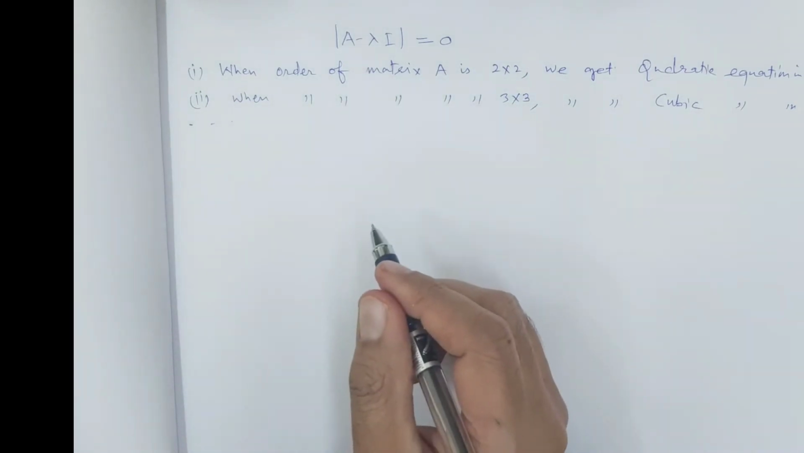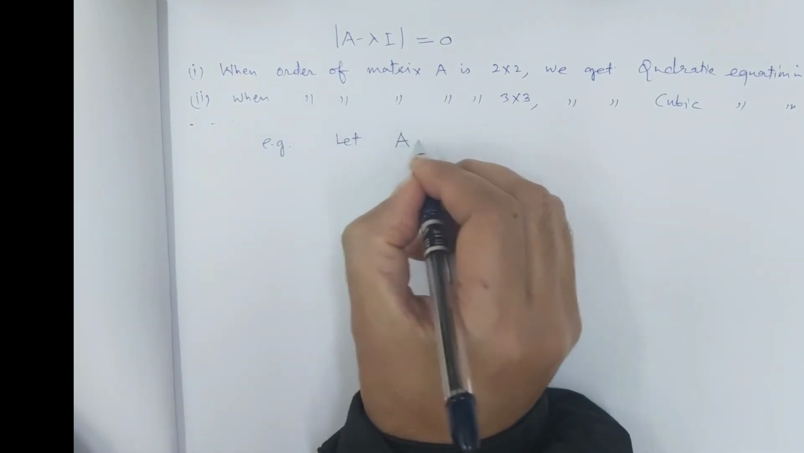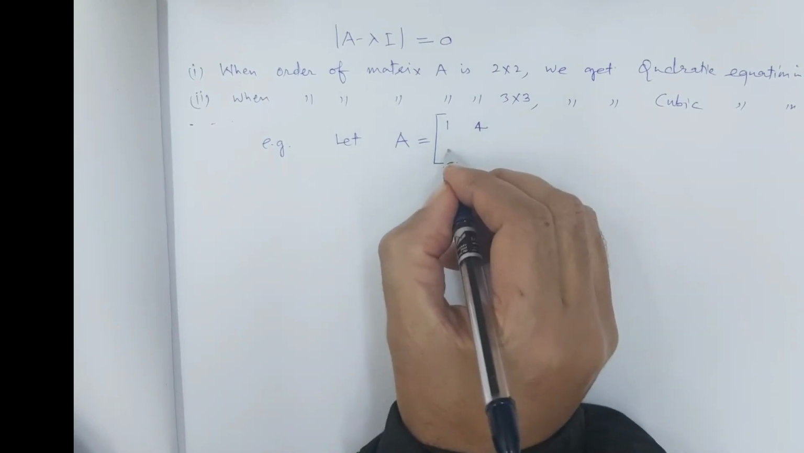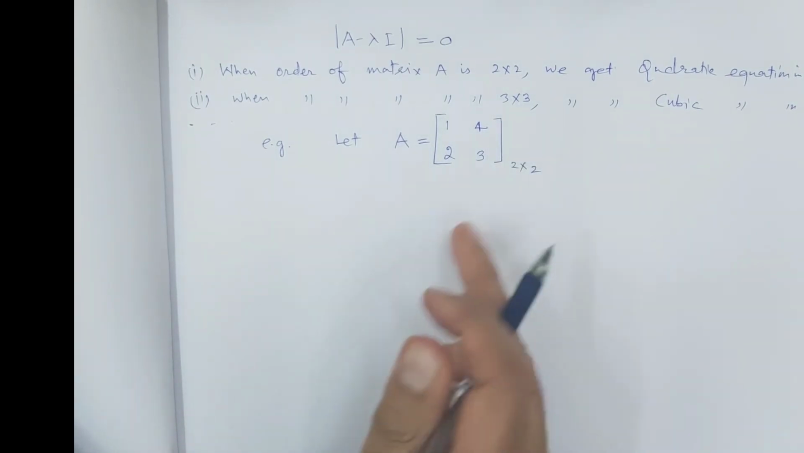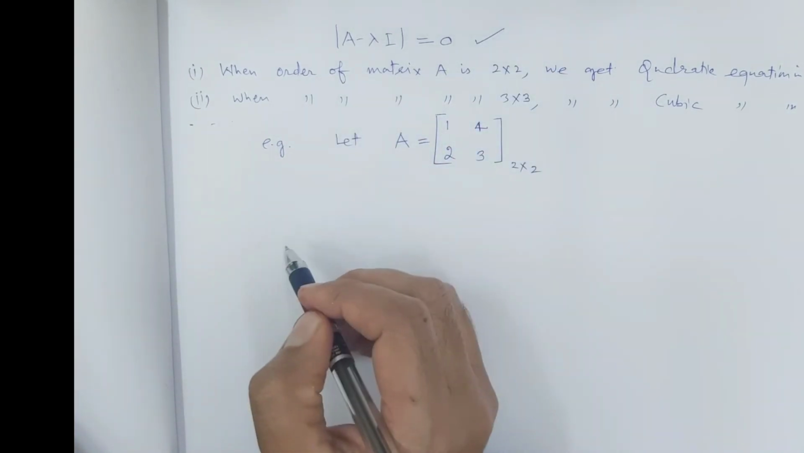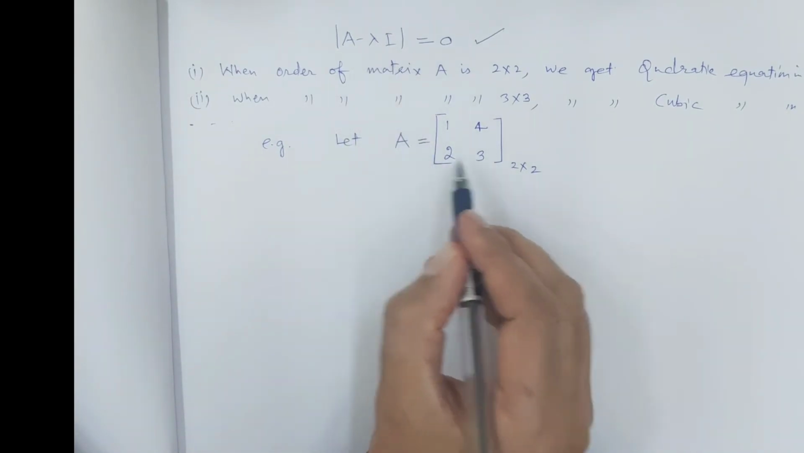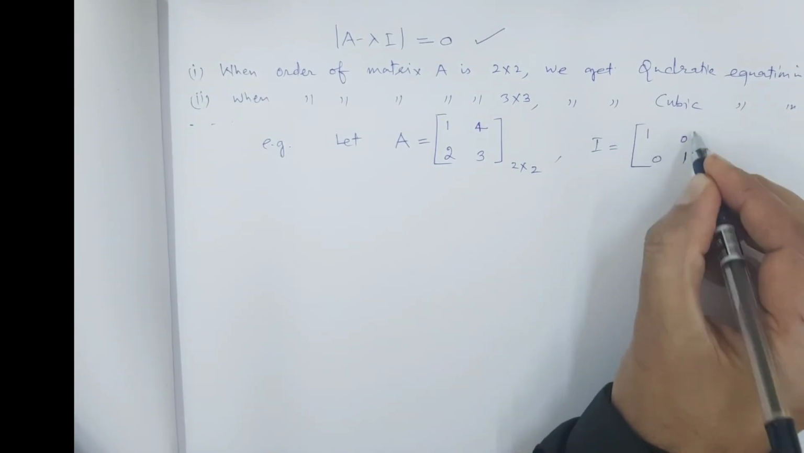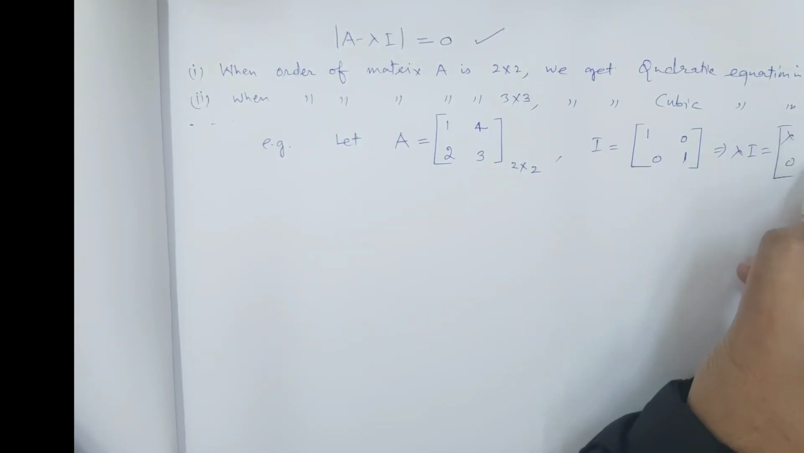Let us check for any matrix. For example, let A be a matrix of this type: 1, 4, 2, 3. Let us take this matrix of 2/2 order. Now, we want to find lambda by using this characteristic polynomial equation. So, first of all, we multiply lambda times I. Identity भी हम उसी ऑर्डर की लेंगे. Identity equal to 1, 0, 0, 1. This implies lambda times I is equal to lambda 0, 0, lambda.